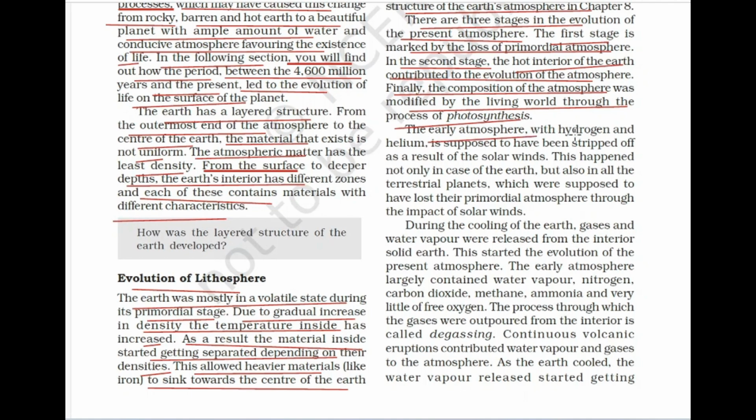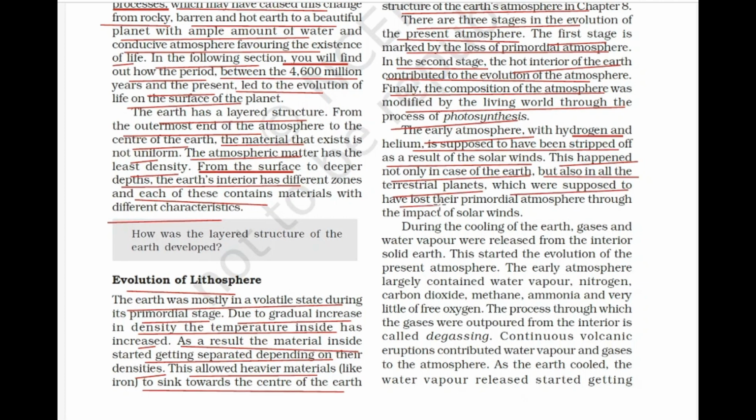The early atmosphere with hydrogen and helium is supposed to have been stripped off as a result of the solar winds. This happened not only in the case of Earth but also in all the terrestrial planets, which were supposed to have lost their primordial atmosphere through the impact of solar winds. During the cooling of Earth, gases and water vapors were released from the interior of the solid Earth. This started the evolution of the present atmosphere. The early atmosphere largely contained water vapor, nitrogen, carbon dioxide, methane, ammonia, and very little free oxygen.